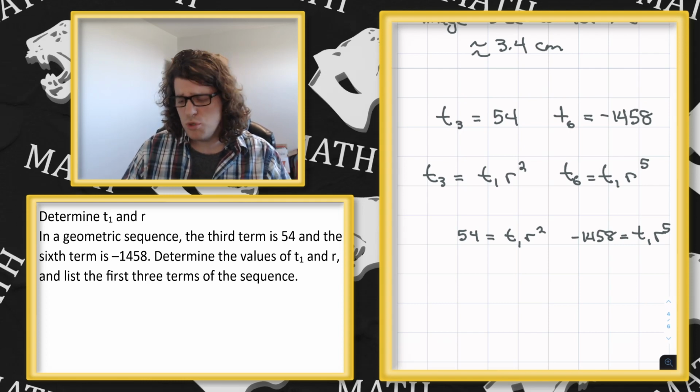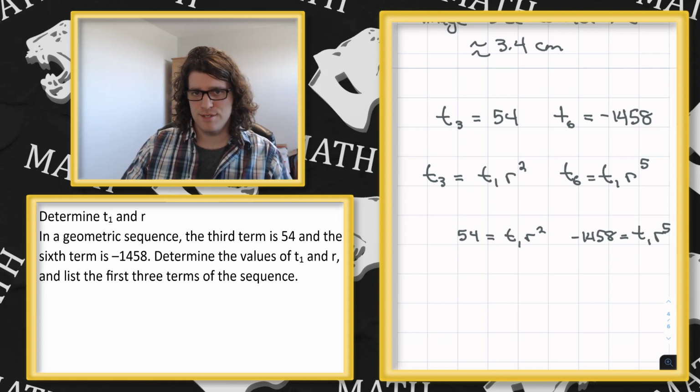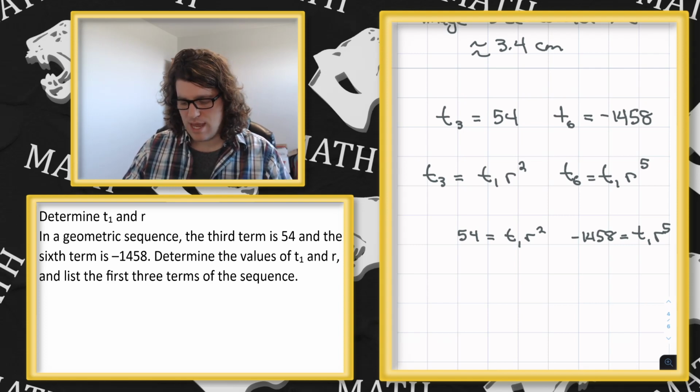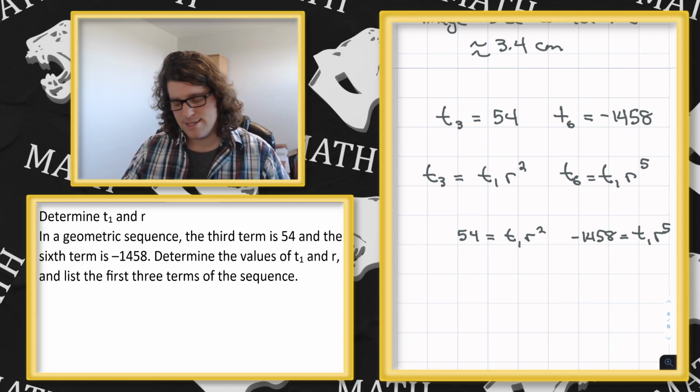Now this may be, and I could be wrong, but this is a type of two variable, two equation system, but it's not a linear system in that we're not going to be able to subtract or add some multiple of one of these equations from the other in order to cancel out either the T1 or the r, either squared or to the 5th power. So this might seem a little bit weird.